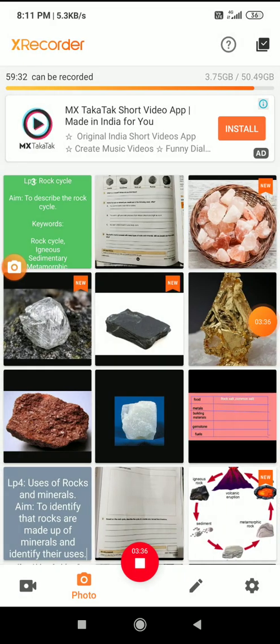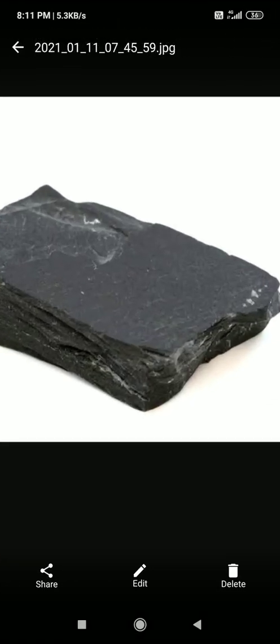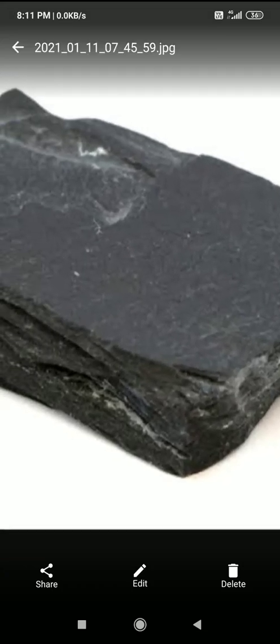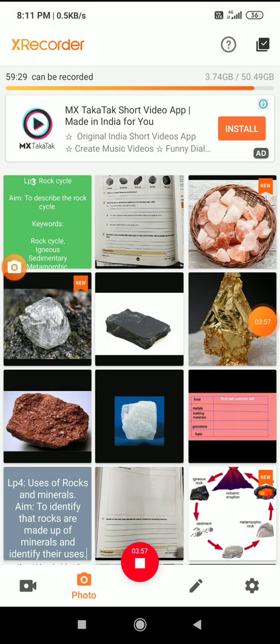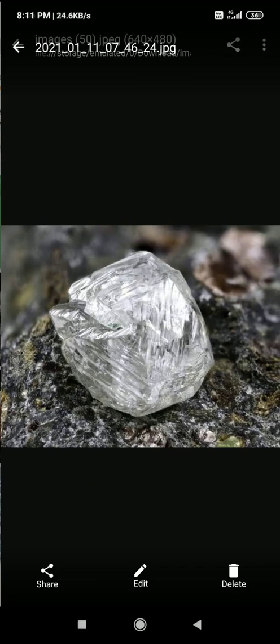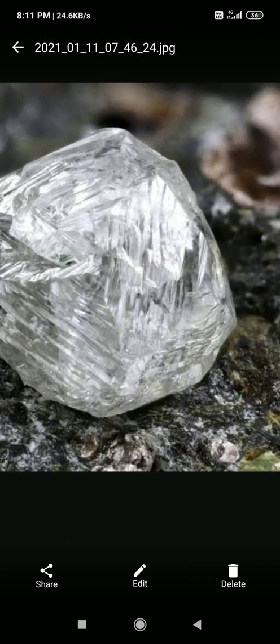And next one is slate. Do you know slate? In kindergarten, when you were a small kid, at that time you used the slate. That black slate is made from this slate stone only, right? They use this material and make a slate. Next one is quartz, and next one is diamond. Diamond is one type of mineral that forms in the earth's crust, and we get this item only from there. We dig the earth's crust so that we can find the mineral.